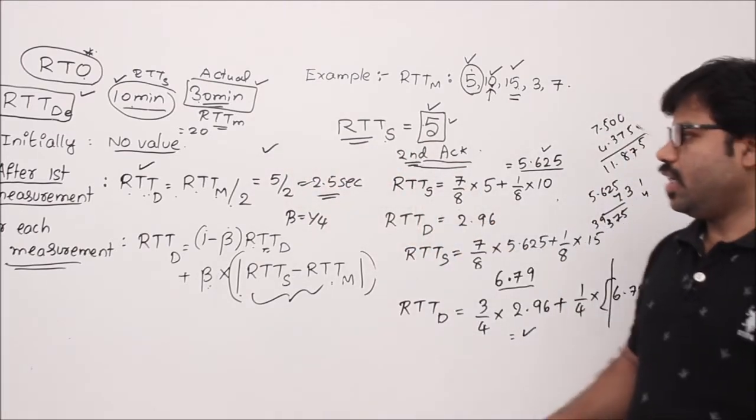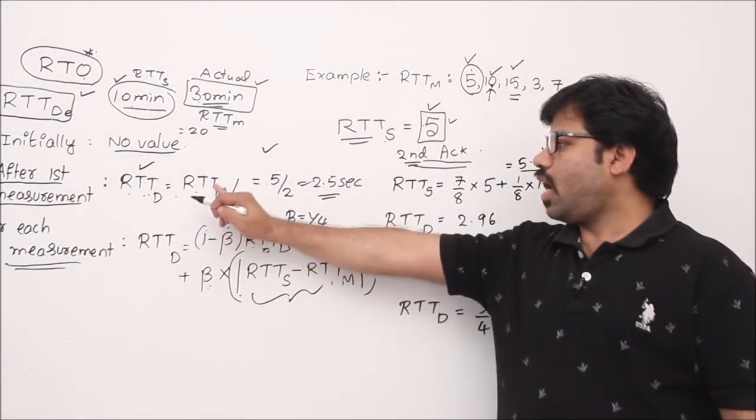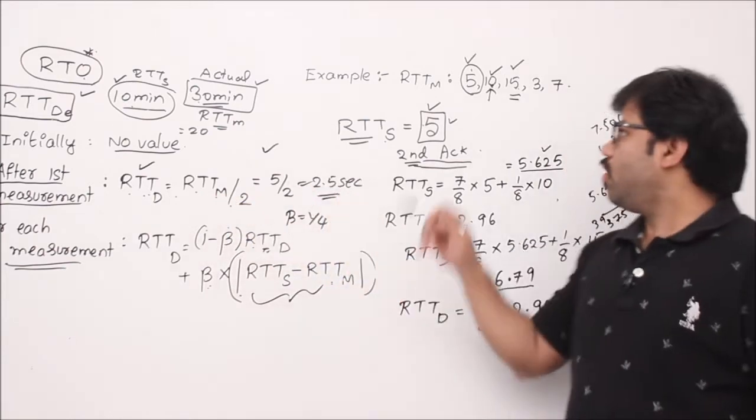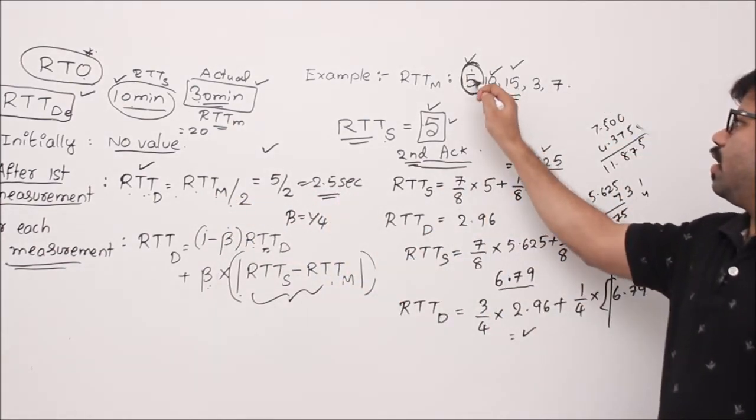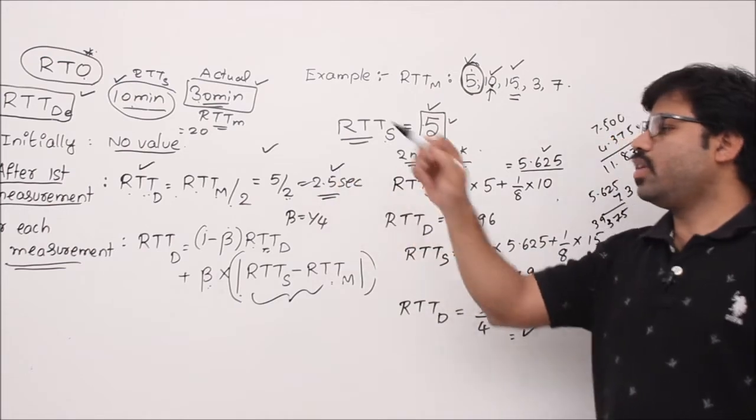Let me summarize. Initially, your RTT deviation is simply the RTT measurement divided by 2, the first time. Once you get the first RTT measurement, you divide by 2, then you get 2.5 seconds.